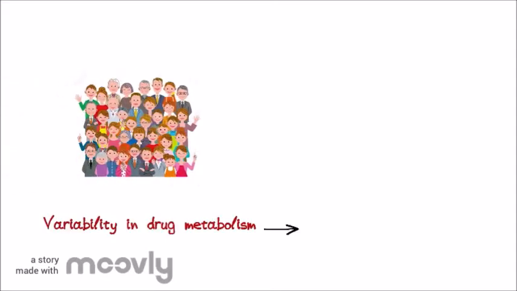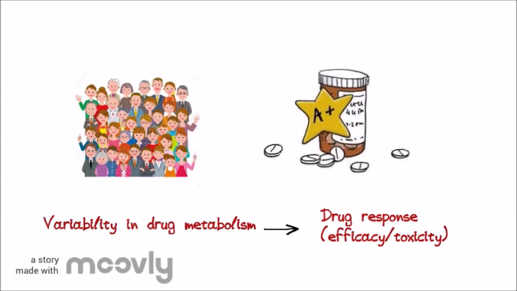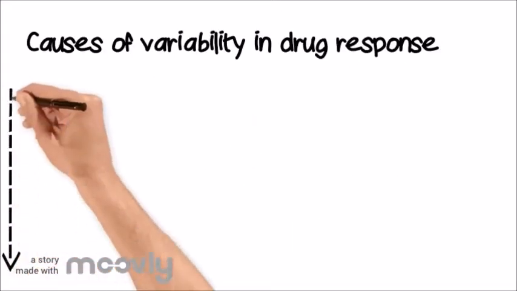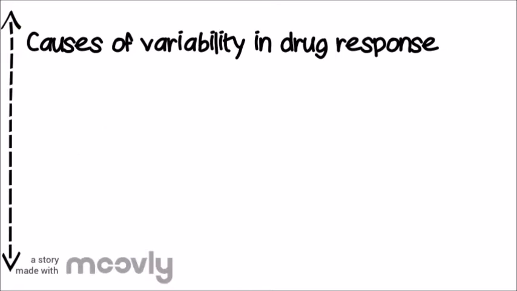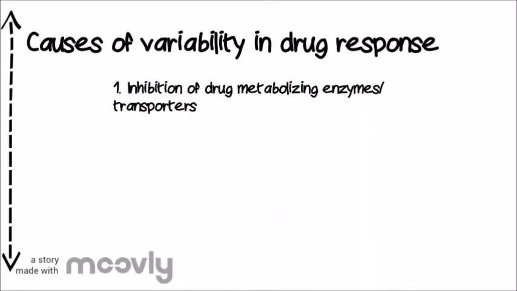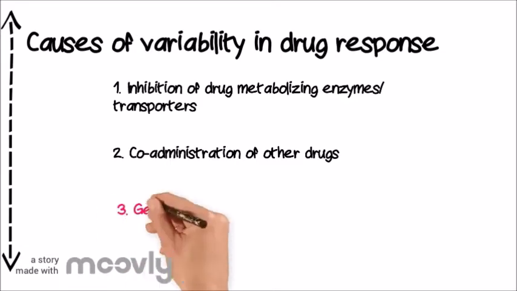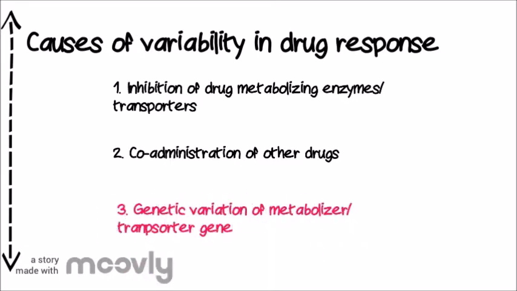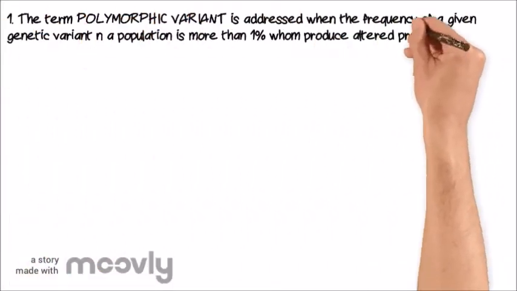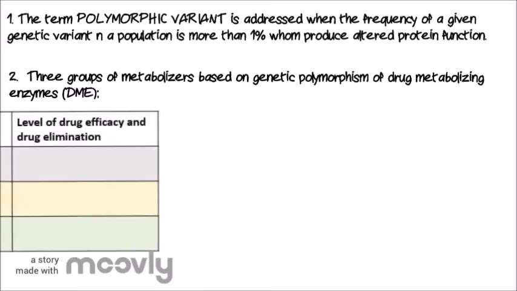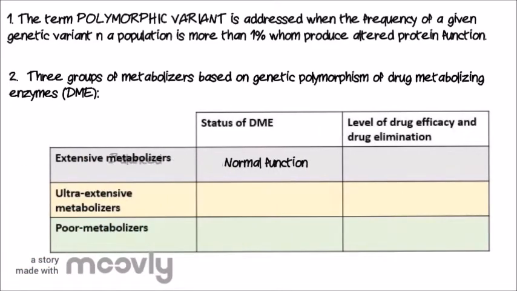Inter-individual variability is an important factor that influences drug efficacy and drug toxicity. There are different causes of variability in drug response. First, inhibition of drug metabolizing enzymes or transporters. Second, co-administration of other drugs. Third, genetic variation in the metabolizer or transporter gene. In this video, we will focus more on the third cause. This is the definition of polymorphic variant, and there are three groups of metabolizer as you can see below.